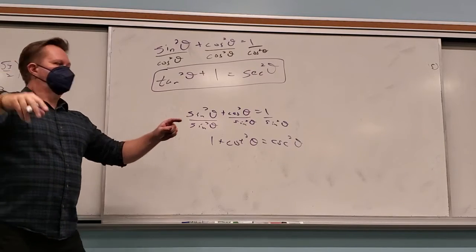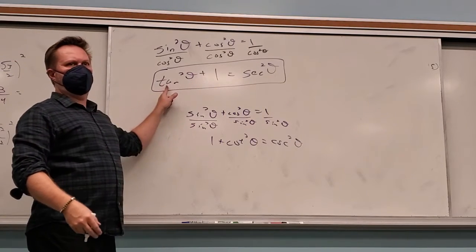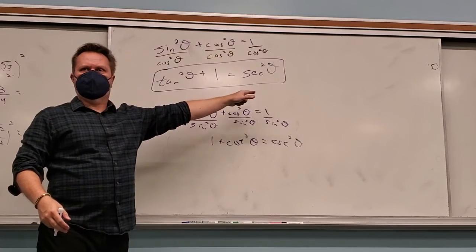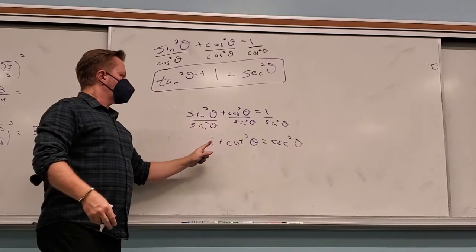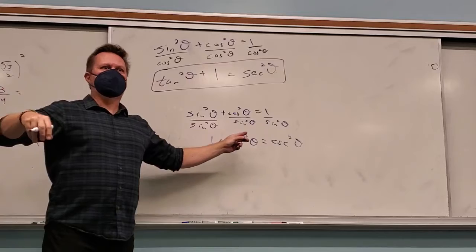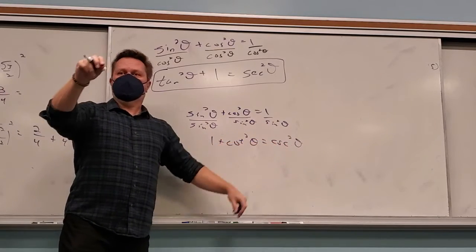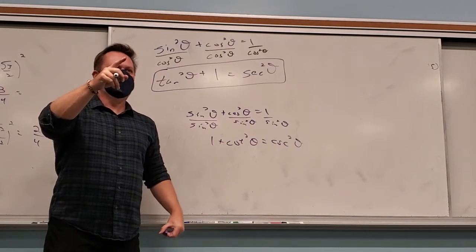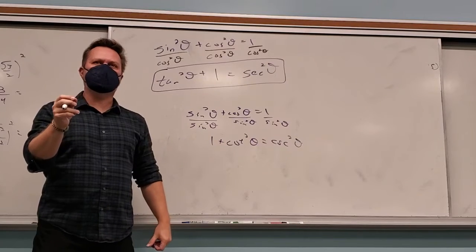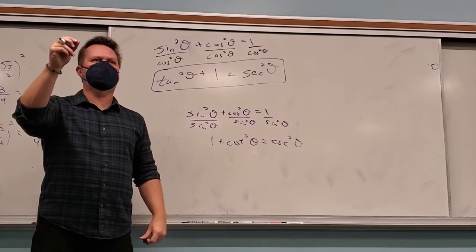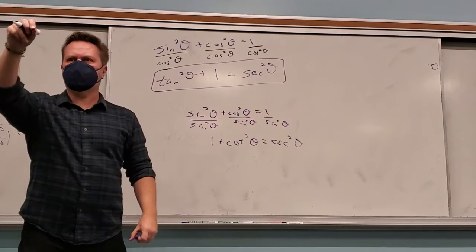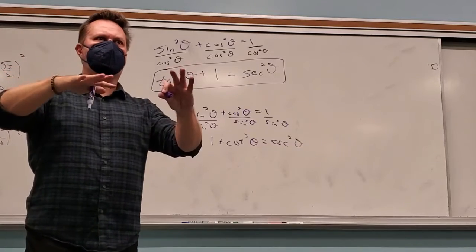I want you to see the analogy here. Watch this. What's 1 plus tangent squared? Secant squared. What's 1 plus cotangent squared? Cosecant squared. We're starting to see reasons we called the co ones co and the others we didn't give a co.